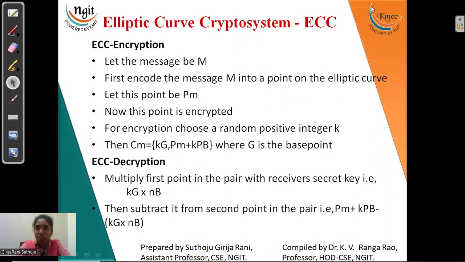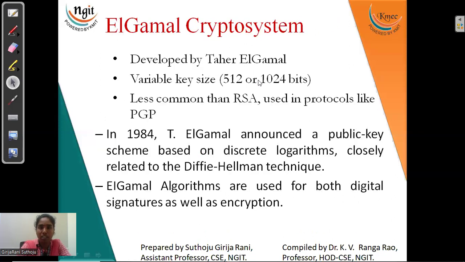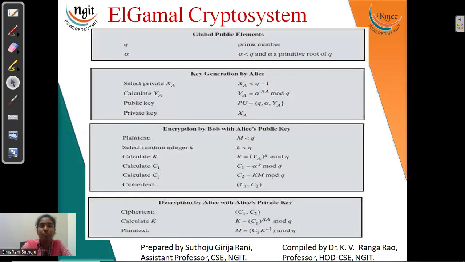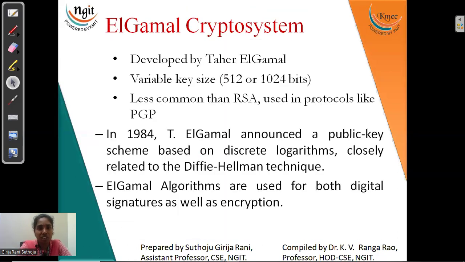So let us move to another algorithm. The algorithm is ElGamal cryptography. ElGamal cryptography is very simple, almost similar to the Diffie-Hellman algorithm itself. Along with the utilization of the Diffie-Hellman algorithm, we are going to utilize an encryption and decryption procedure also in ElGamal cryptography. The inventor of this is Taher ElGamal, and the key size is minimum 512, and we can extend it further.